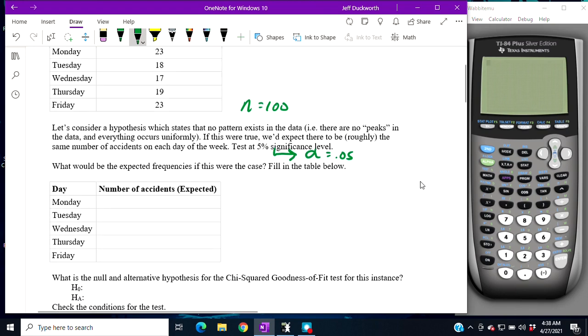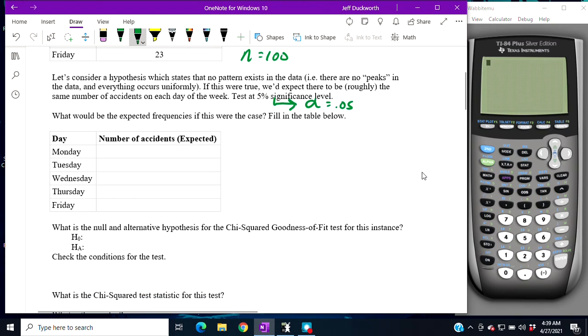So we're looking for the expected counts. Well, if they're all supposed to be roughly the same, then we're looking for all the proportions being the same. We're dealing with qualitative data here. So each expected count E_i, all of them are going to be 100 over 5, which is 20. So all of these are 20.